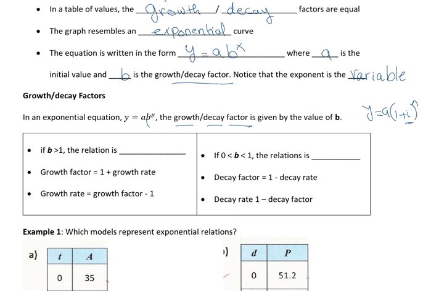When we're talking about a decay, we have to do 1 minus i, right? So if you're decreasing by, let's say, 2%, then you do 1 minus 0.02, and that becomes your decay factor. Now, we also talked about if the base is greater than 1, what does that mean? Growth or decay? Growth.